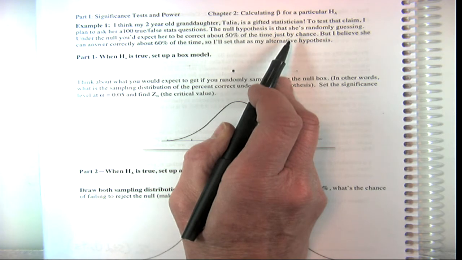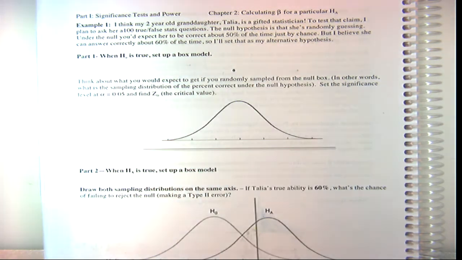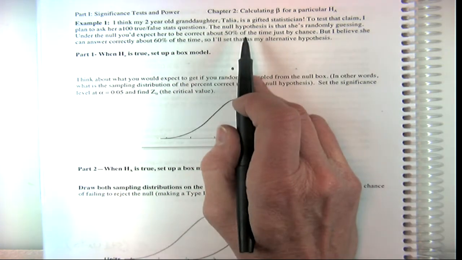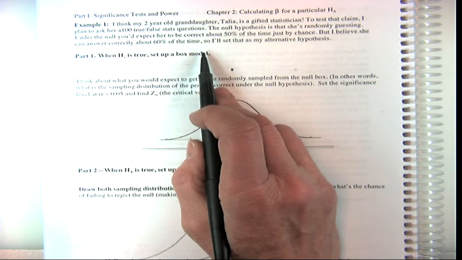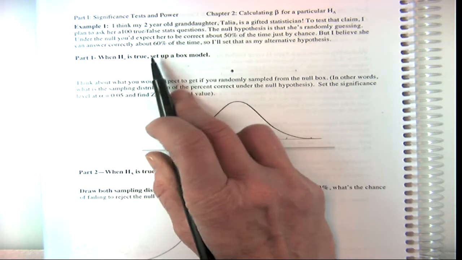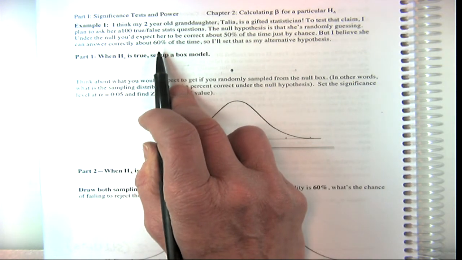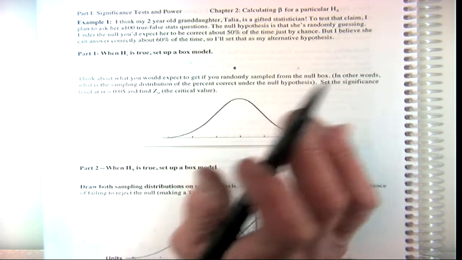If I give her 100 multiple choice questions, pretend she's a parrot or a dog or anything. She's just guessing. That's the null, that she's just guessing, and she's just going to say yes or no randomly. So you'd expect her to be right 50% of the time. But I believe that she actually knows something and that she can answer correctly more often, let's say 60% of the time. I know she can't answer 90% of the time, but I think 60%, and I'll set that as my alternative, the minimum that I think I can detect, okay?